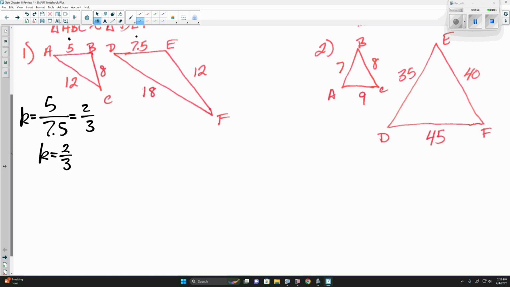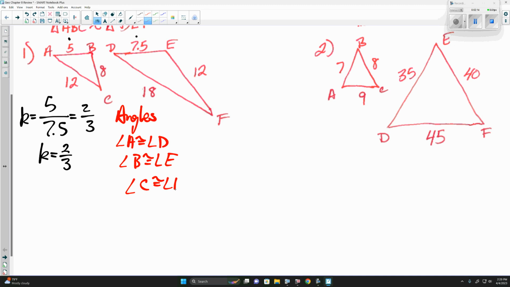Now, our angles. Well, angle A is going to be congruent to what angle? Angle D. Angle B is going to be congruent to angle E. And lastly, angle C is going to be congruent to angle F. Now, the similarity statement will also give this to us here because it says triangle ABC is similar to triangle DEF. The angles will match up in that there. So any questions on how we found the angles or the scale factor?